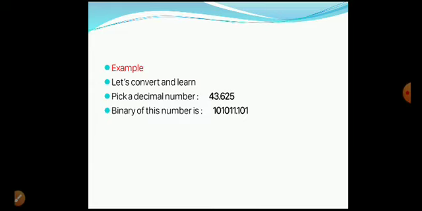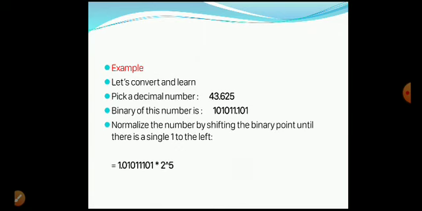First of all, we are going to convert this number into binary form. Everyone knows how to convert the integer as well as the fractional decimal number into its binary equivalent. So this is the binary equivalent of 43.625. The next part is you have to normalize this number. What is meant by normalization? Normalization of the number is nothing but shifting the binary point until there is a single one to the left side.